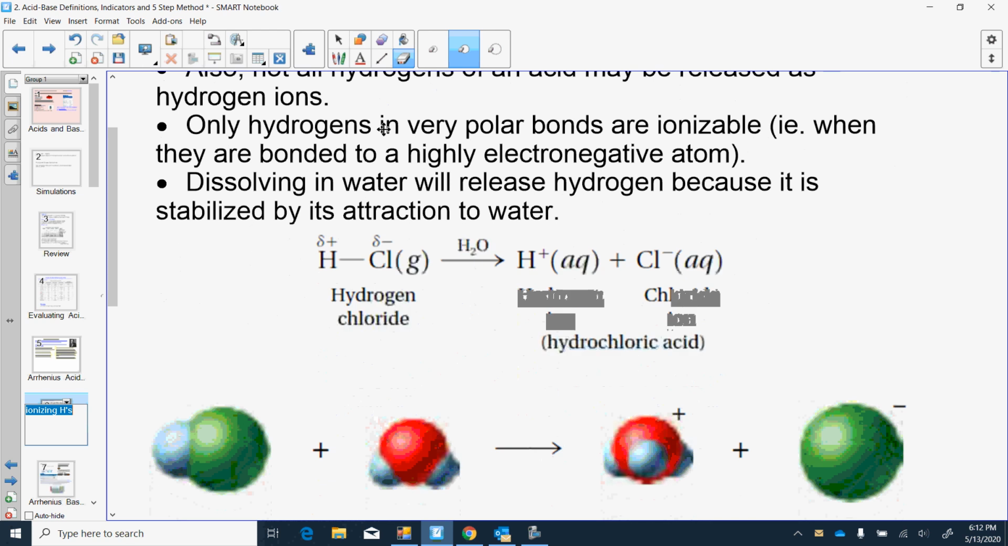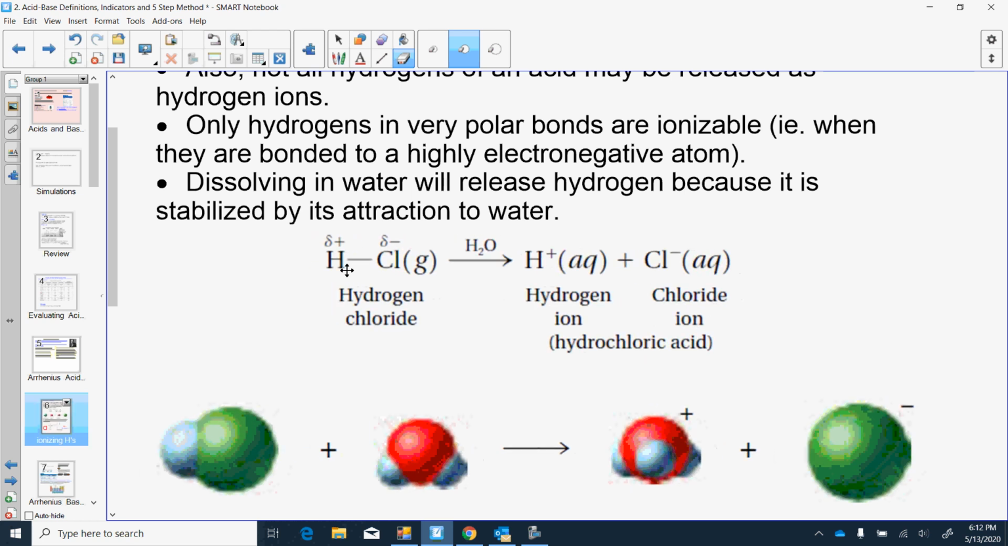This is key. Only hydrogens in very polar bonds are ionized, when they are bonded to highly electronegative atoms. So if we look at HCl, and this is from grade 11, electronegativity is a number that gauges how strongly an atom holds its electrons to itself. It ranges from 0 to 4, and chlorine has a very high electronegativity. What that means is even though the electrons are placed between the hydrogen and chlorine, they're closer to the chlorine. The chlorine has a stronger pull on those electrons. And so hydrogen says, all right, you can have those electrons, I'm going to split, and that's where the hydronium ion comes from.